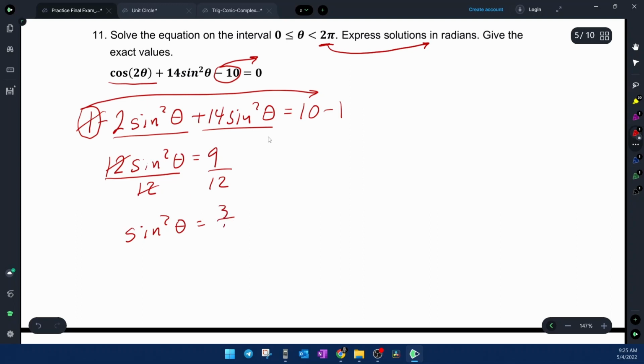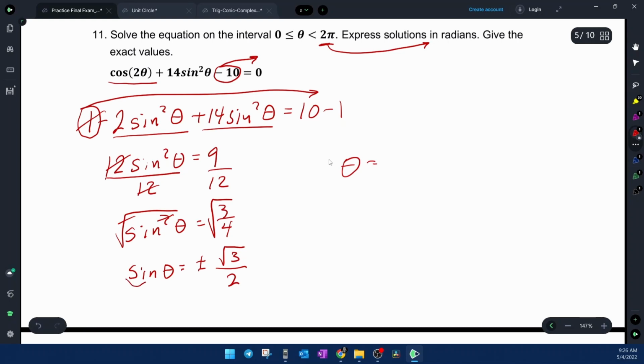9/12 reduces to 3/4, and taking the square root, to get rid of the squared, we're going to have sine theta is plus or minus, and taking the square root of the top and the bottom separately. 3 doesn't square root, but 4 does. Remember, sine in the unit circle is y, so we want to go to the unit circle and find every angle that has an ordered pair with a y coordinate of positive square root of 3 over 2 or negative square root of 3 over 2.